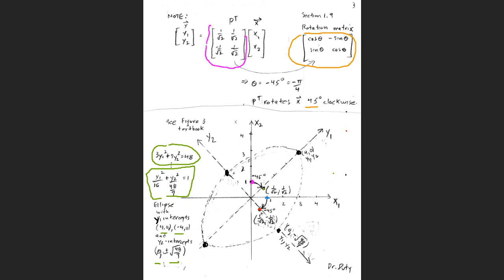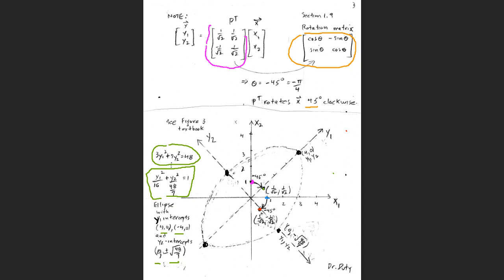I know you're copying, but my thoughts are very clear, and I'm trying to share them with you. The square root of 48/7 is about 2.6. See, when you do the change of variable, you get an ellipse that's easy to graph. You just graph that ellipse on the y1, y2 axes.